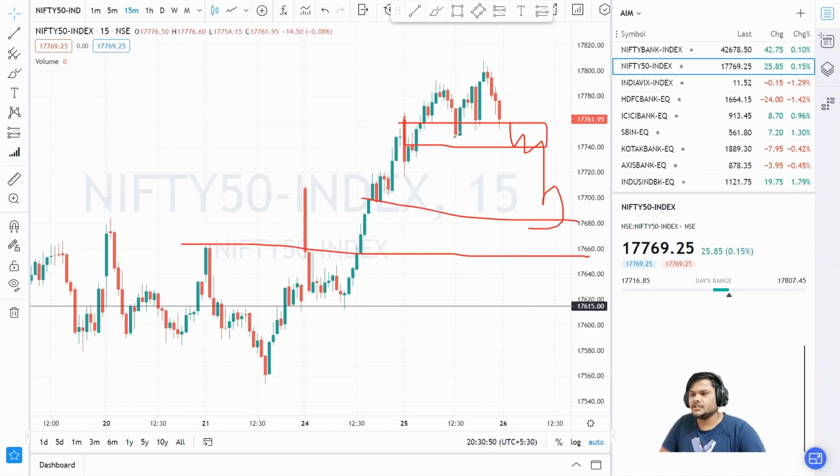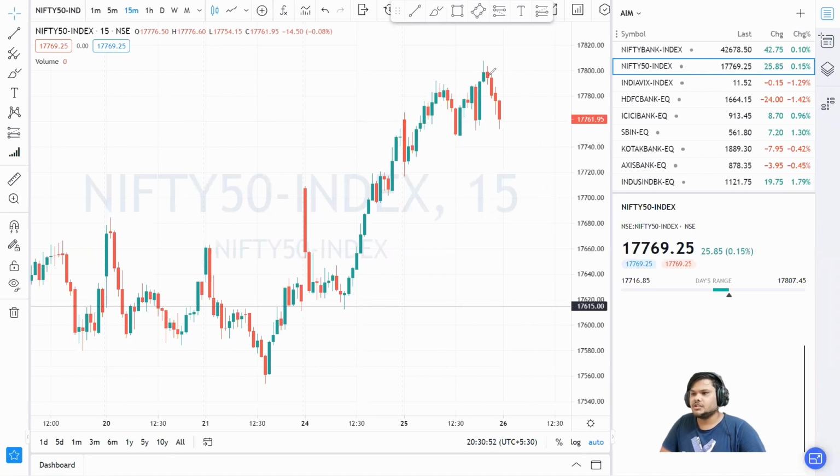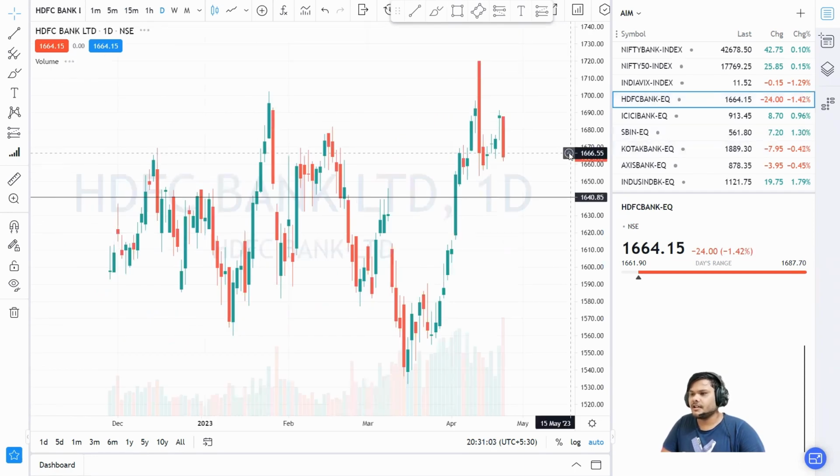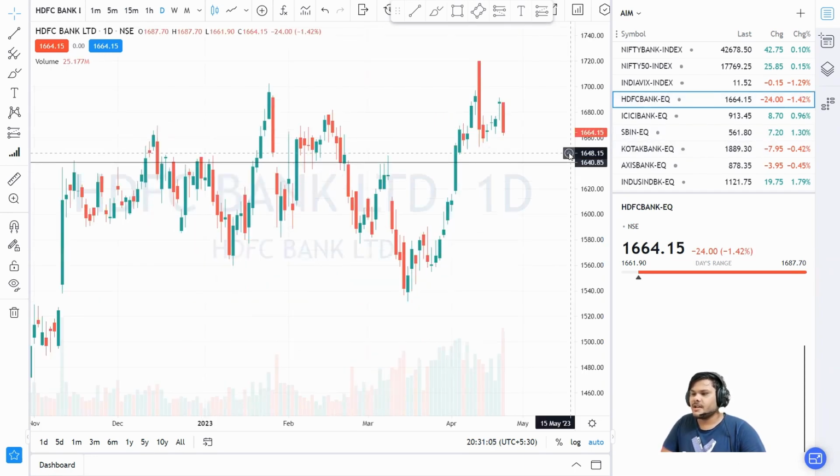Next target will be round level 7,660. So that's all about Bank Nifty and Nifty. If you want to take a trade in Bank Nifty options, then you need to look into the Bank Nifty components. The first component is HDFC Bank, and the second is ICICI Bank, then SBI, Kotak Bank, Axis Bank, and IndusInd Bank.